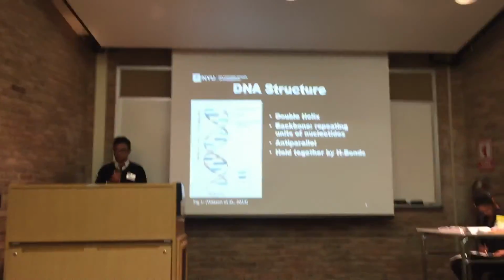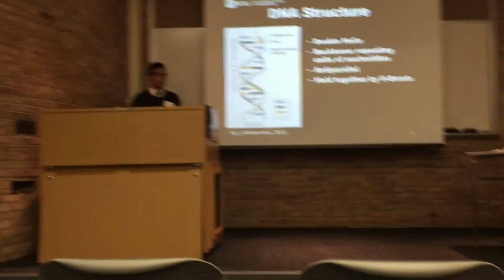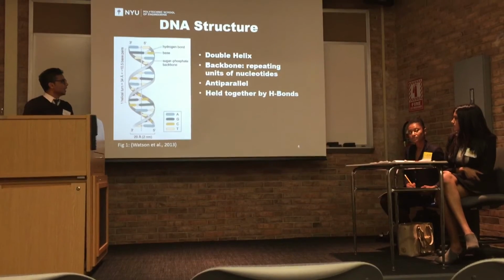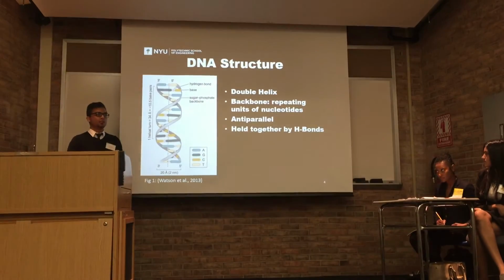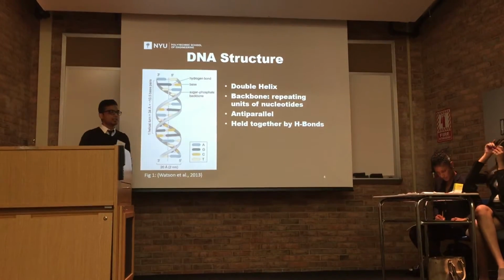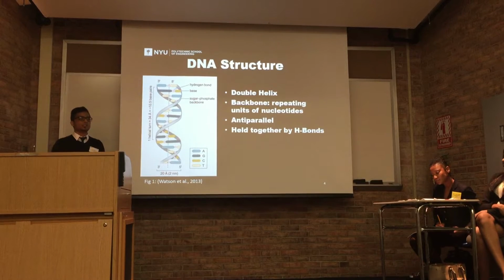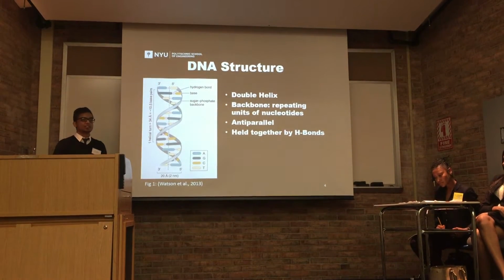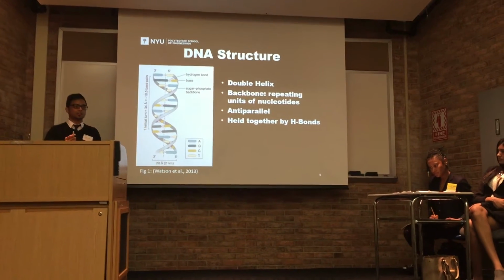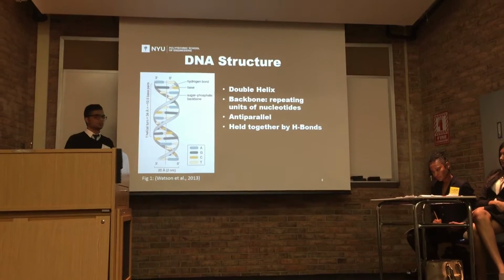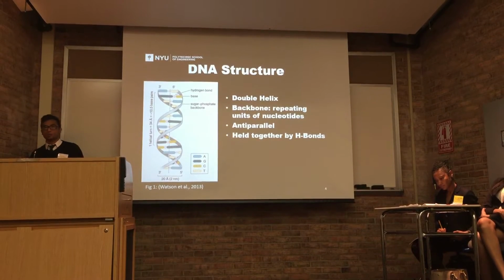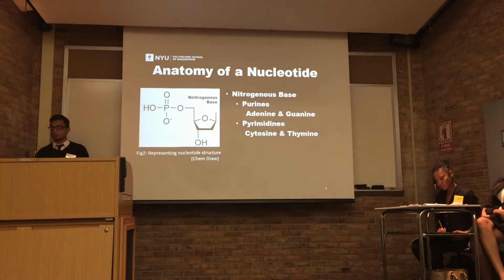So DNA anatomy, just to go briefly over it: we all know DNA is a double helix molecule. The backbone is basically a repeated unit of nucleotides. And it's anti-parallel, which just means that if we compare one strand with another strand, one of the strands is going to seem to be 180-degree flipped over the horizontal axis. And both of these strands are held together by hydrogen bonds.